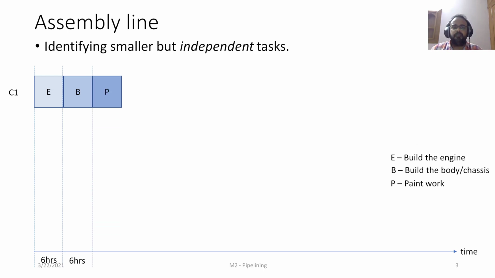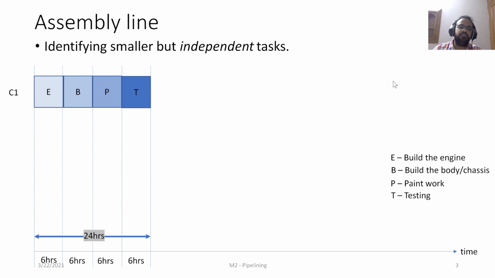The third job would be the painting, and the fourth job, which is very important, is testing the overall working of the car. Let's say, for simplicity, all these tasks take 6 hours each. Now if you look at one particular car, it would still take 24 hours to get built, and only at the end of 24 hours can we roll it out.